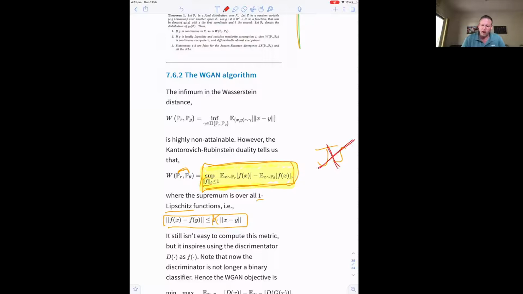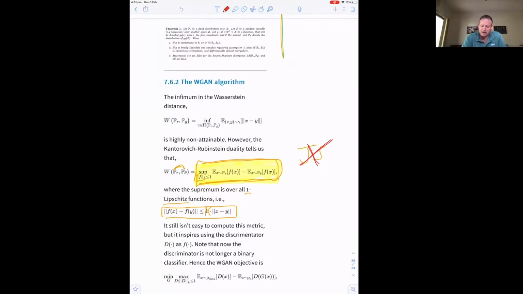Okay, so why use Wasserstein distance instead of Jensen Shannon? The reason is that even when there's no overlapping support, if we are doing gradient-based optimization with the Wasserstein metric, distributions will still move.